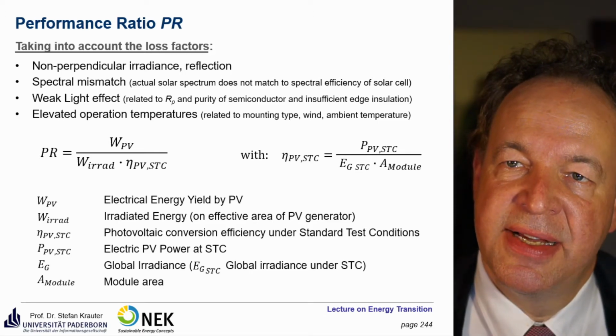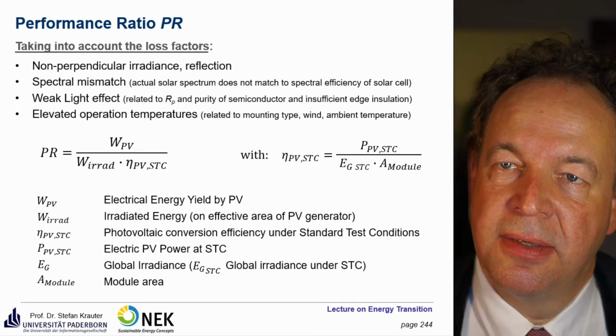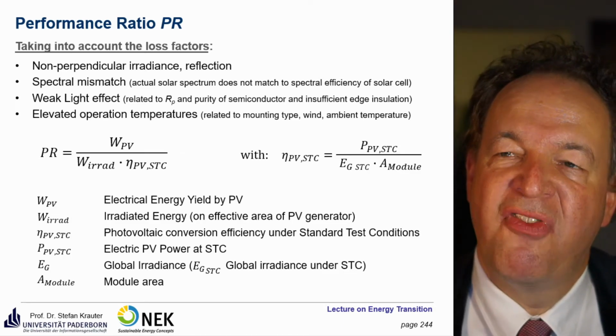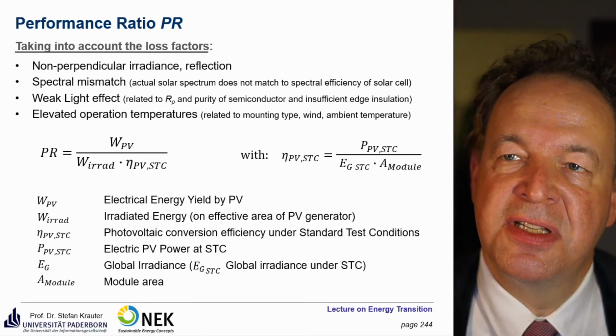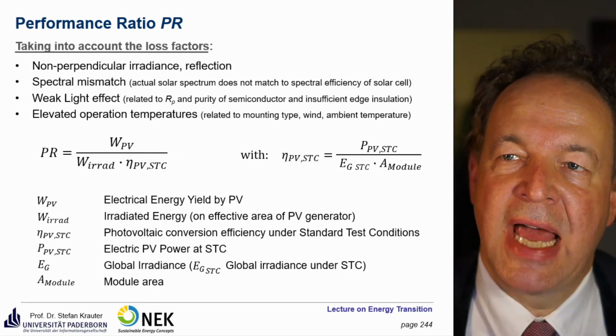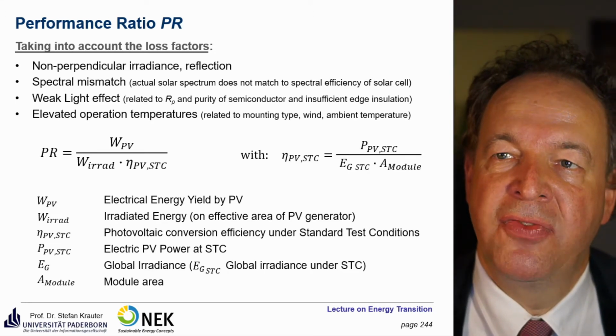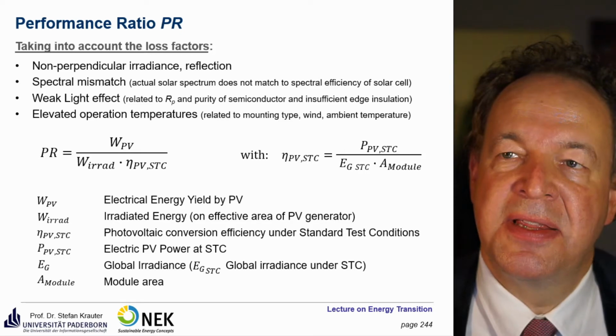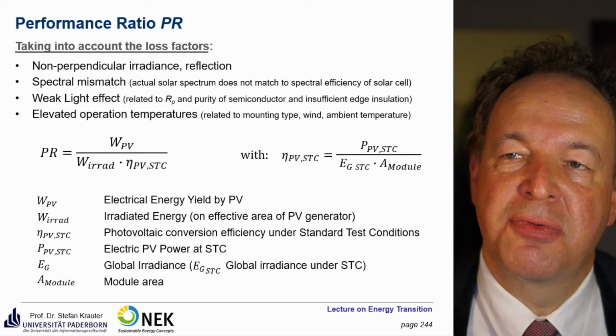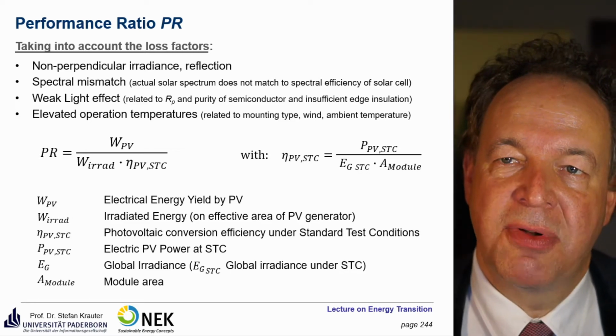These are already set here, just a repetition. Usually this performance ratio is in the vicinity of 0.8 to 0.9 in Europe. If you go to warmer climates, these loss factors increase a little bit, and so you sometimes have a performance ratio below 0.8.